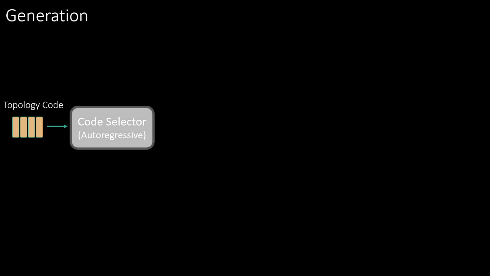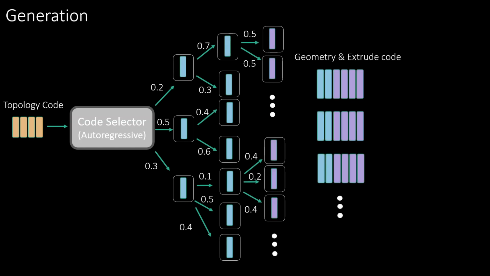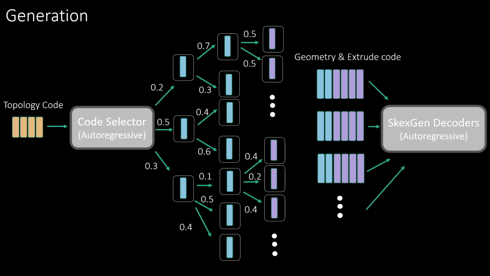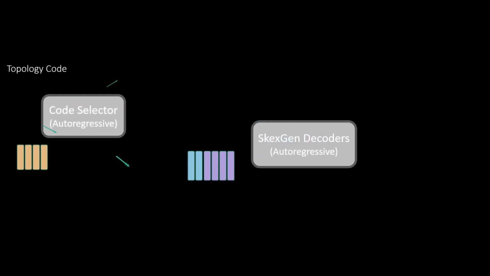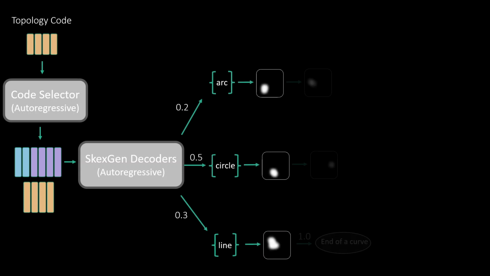During generation, we need to first sample the code and then sample the sketch and extrude tokens. Here we demonstrate a conditional generation case where the topology code is given, and we need to first find the most compatible geometry and extrude codes and then generate the tokens. A code selector autoregressively generates the next codebook index based on the code prior. The generated codes are then passed to SkexGen decoders for token generation. The decoders are also autoregressive and sample based on the learned probability.